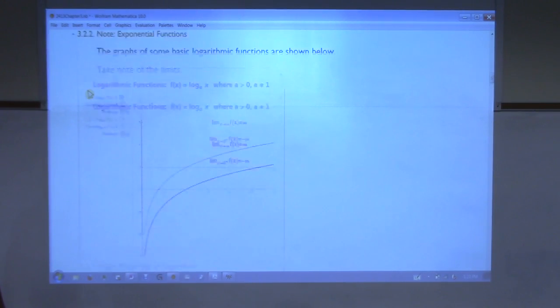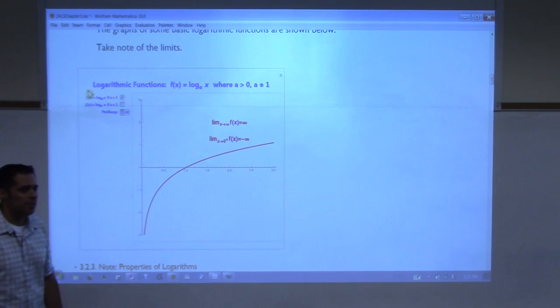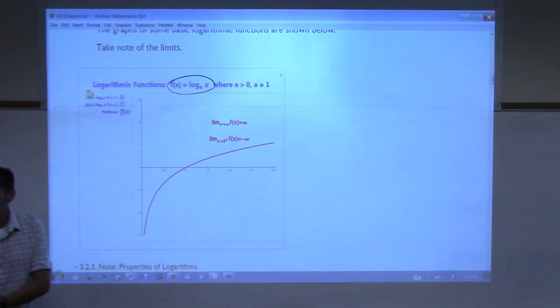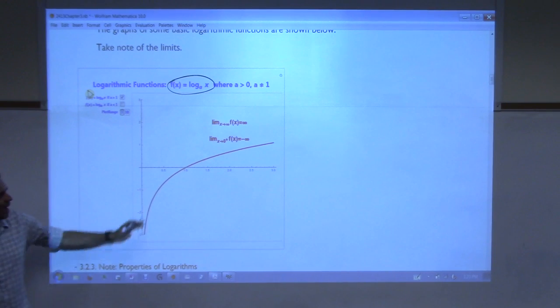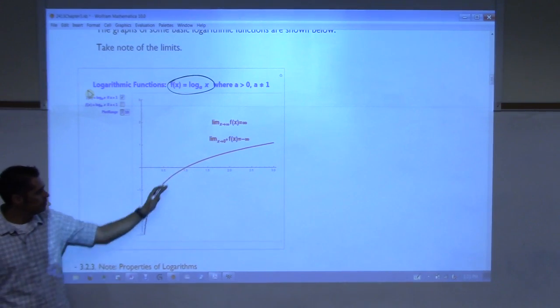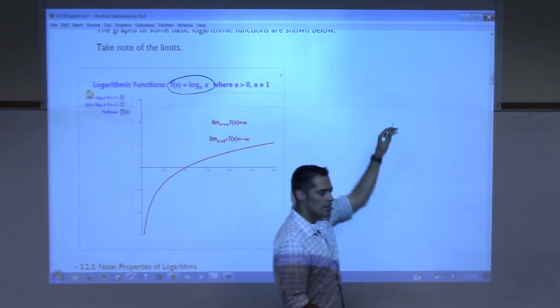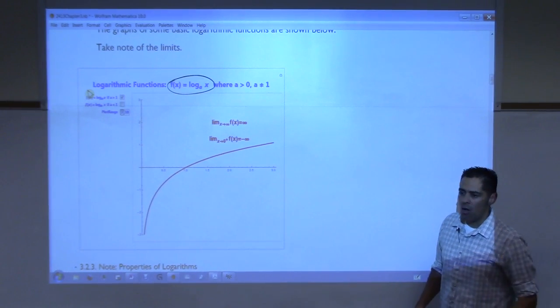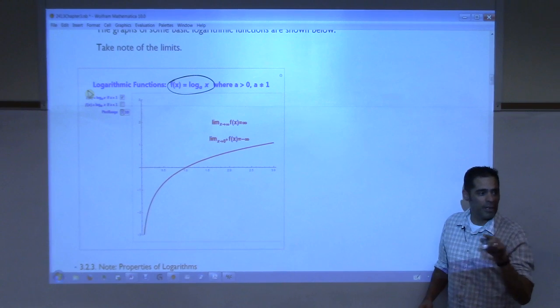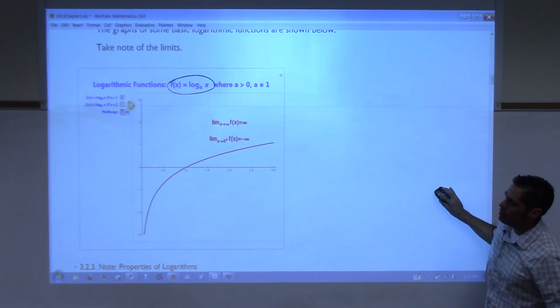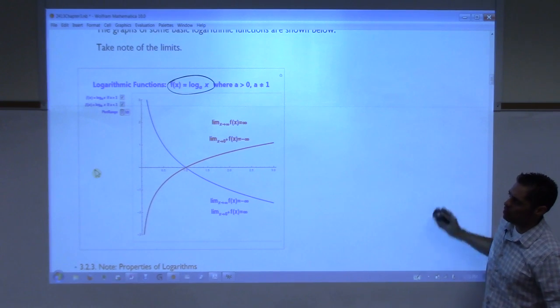But we can also graph logs, log functions, and this is what a log function looks like. This is the general notation for a log function. We'd say log base a. So that's what they look like. They have a vertical asymptote right here. As you go to the right, they grow forever. And that's what they look like as long as the base, the a, is bigger than 1. If the base is smaller than 1, then the logarithmic function looks like that.